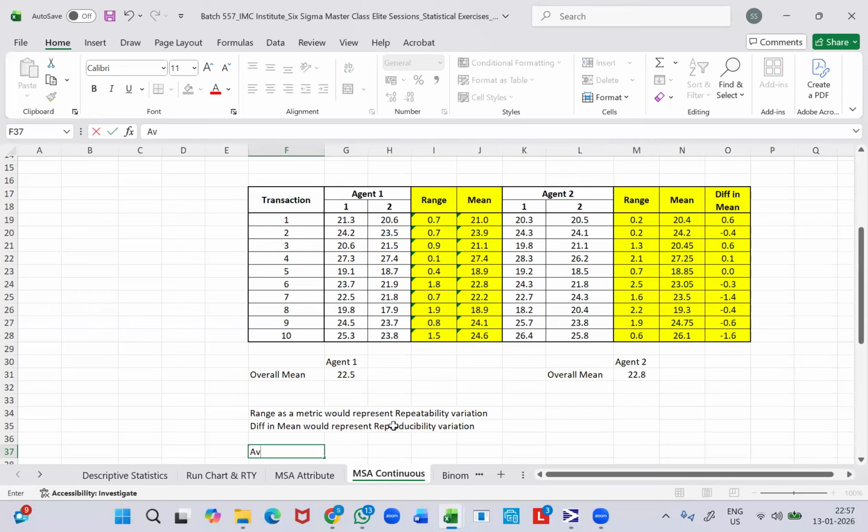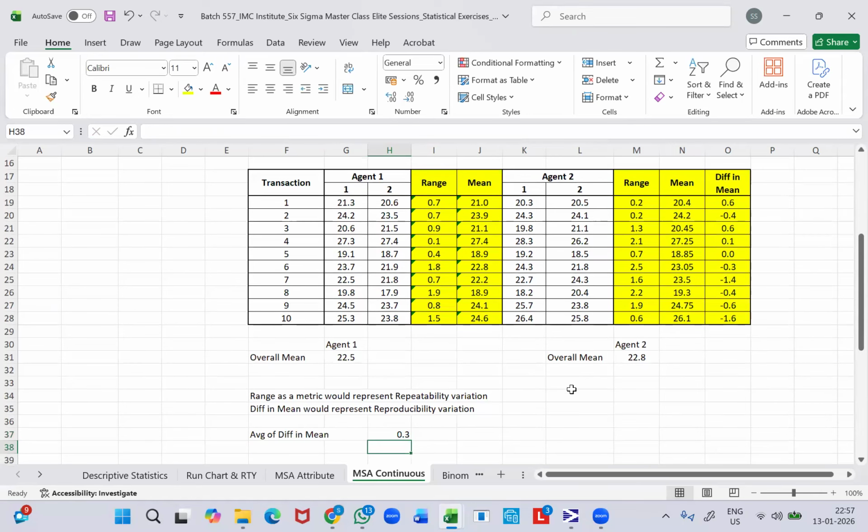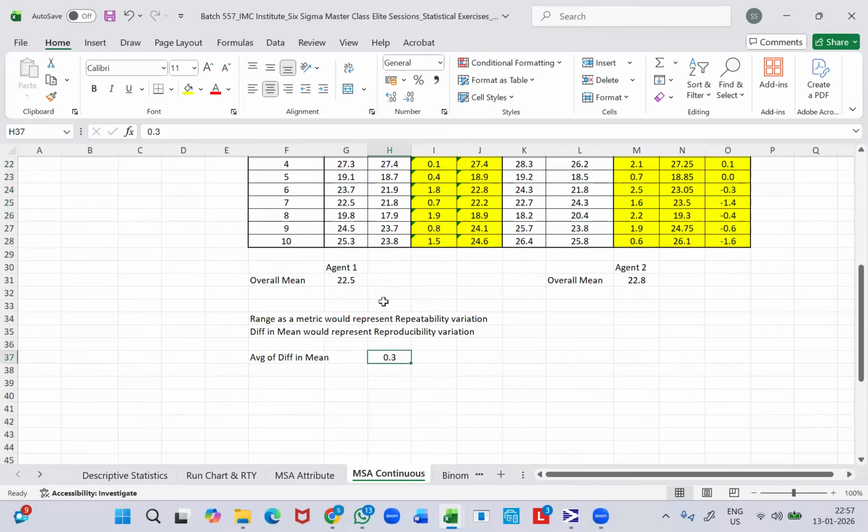So the average of the differences in mean. We can simply look at the differences in the overall mean. So 22.5 and 22.8, the difference is 0.3, right? So even if you take the average value with regard to differences in mean, you get 0.3. You don't have to really worry about the sign. You're only looking at the quantum. So average is 0.3. That is what I've written here. So this is the average of differences in mean, which is a meager one.